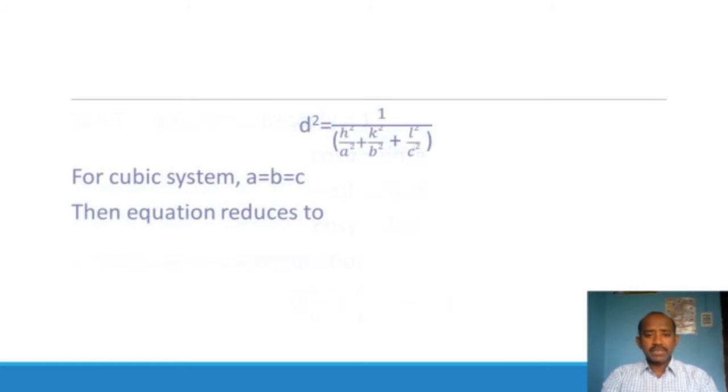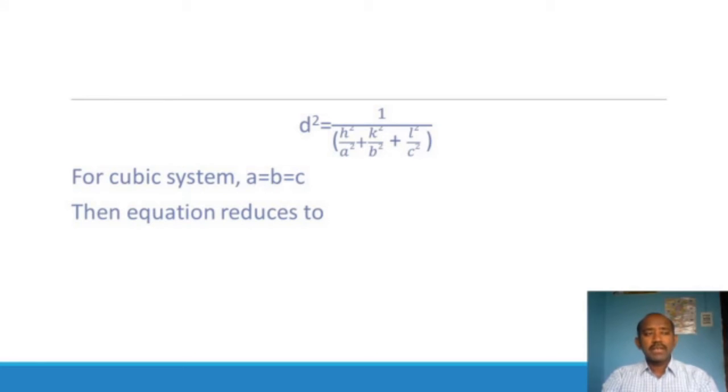Now just to rearrange the term, d square is equal to 1 by h square by A square plus k square by B square plus L square by C square. Here we have taken a cubic system. In a cubic system, we know that A is equal to B is equal to C.